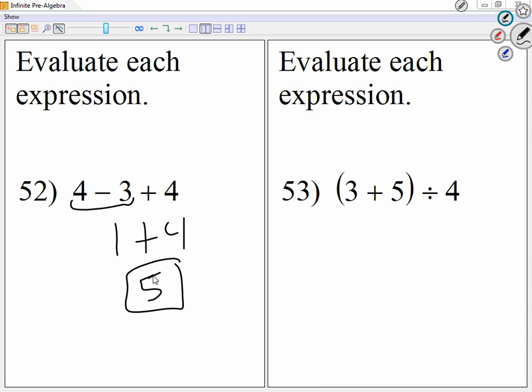All right, so this takes us up until number... let me see, where do we stop? 56. All right.